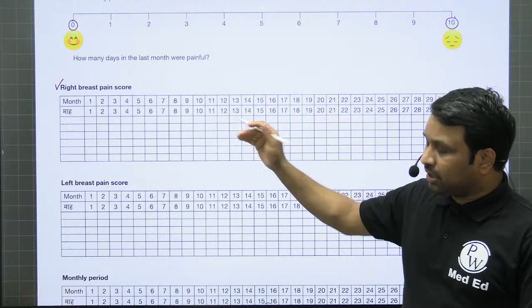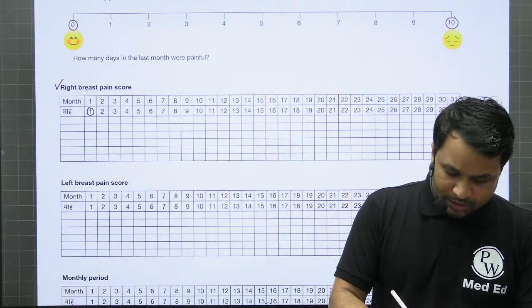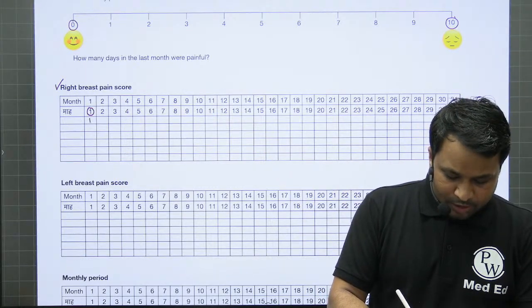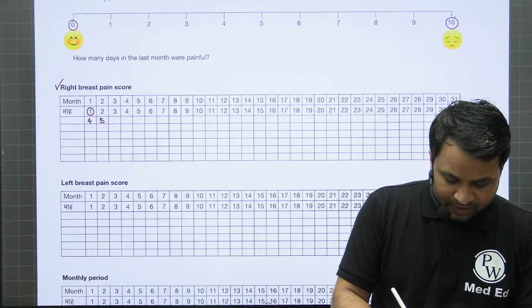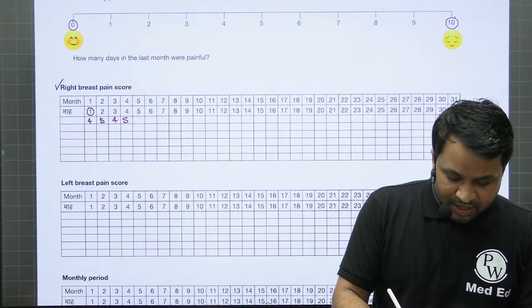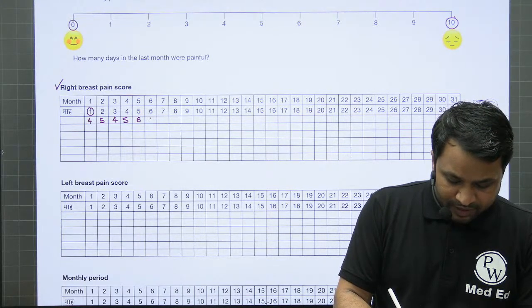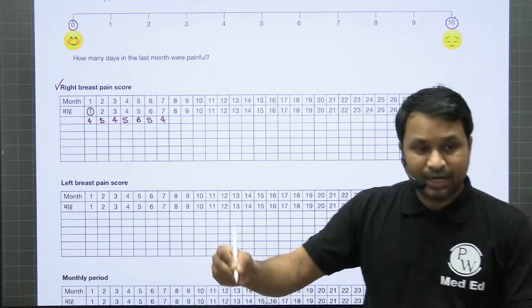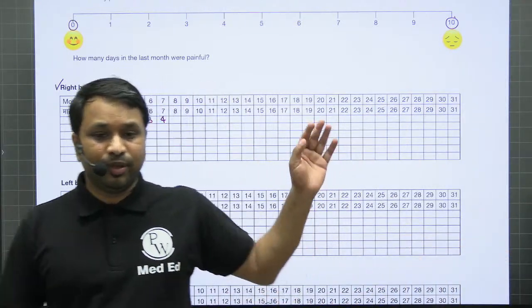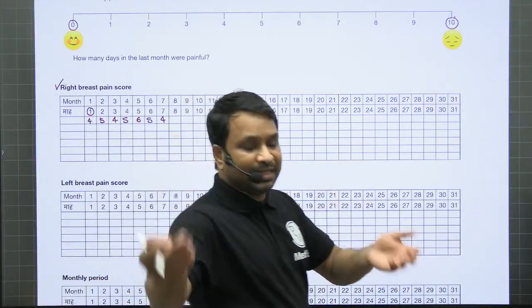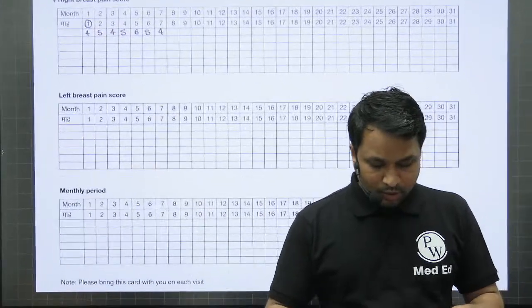So you have to mark. So on the first day, what is the score like? So let's say on the first day, patient says score of 4. Then it is a score of 5. Then a score of 4. Then a score of 5. Then a score of 6. Then a score of 5. Then a score of 4. So you will continue to mark out the entire month of both the right and the left breast. And then the patient is going to come down to the OPD.